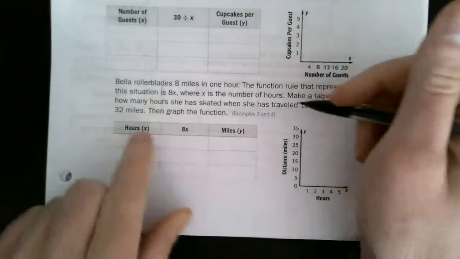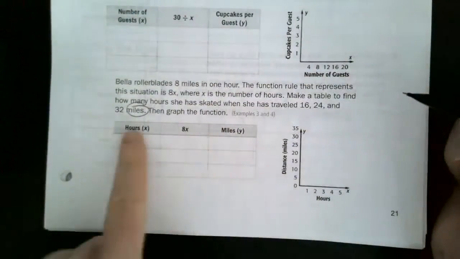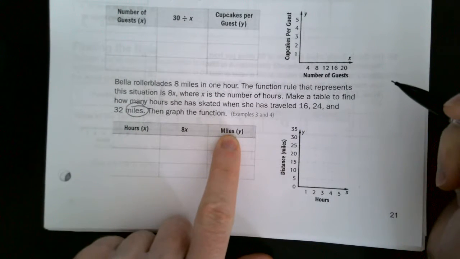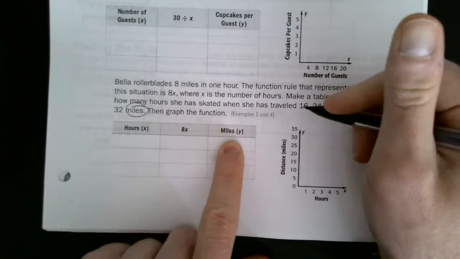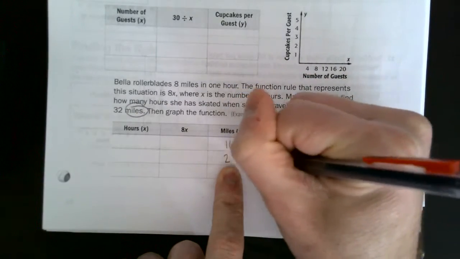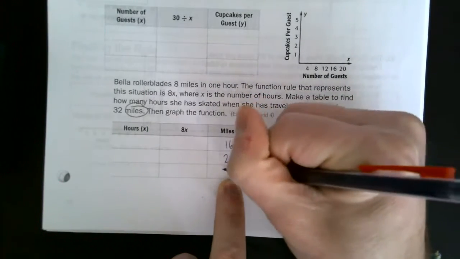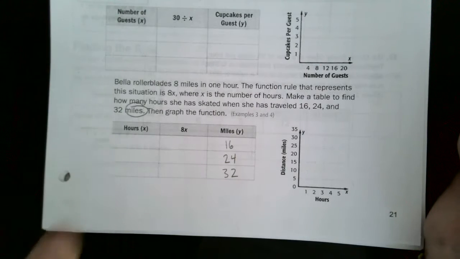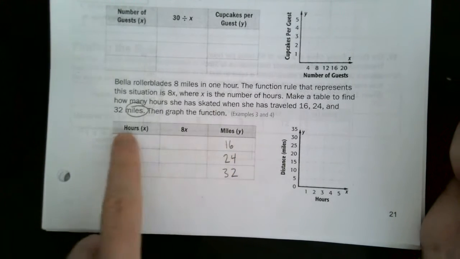So you have to be careful with these numbers, because these are miles. So we wouldn't put it under hours. These are not the input. These numbers are actually, it looks like, the output. The miles would be 16, 24, and 32.